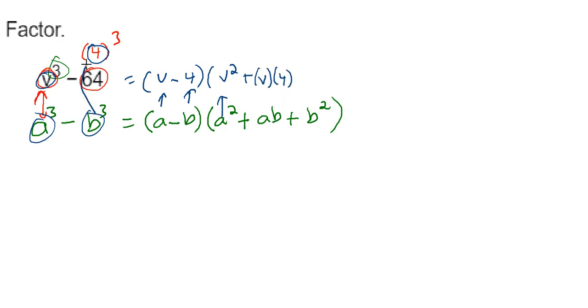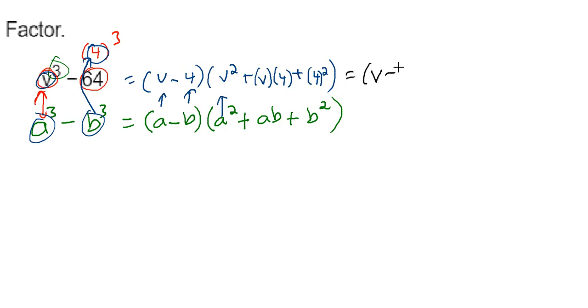Instead of b, we have 4. Right? Plus, instead of b, we'll have 4 squared. Right. Now this second factor is a little bit of a mess, so we can't leave it written like this. We need to simplify it.